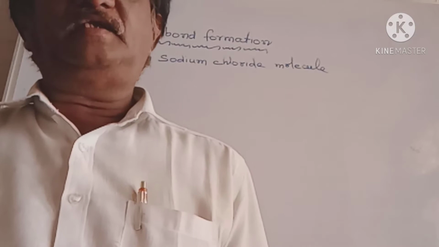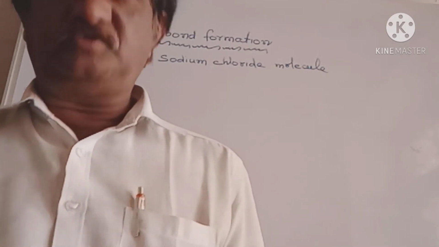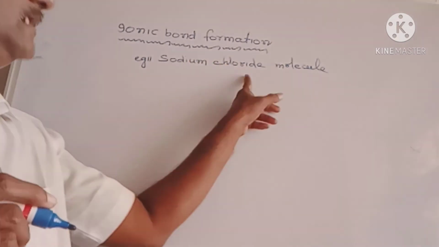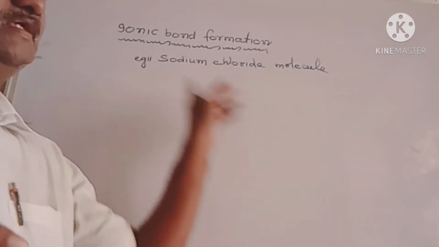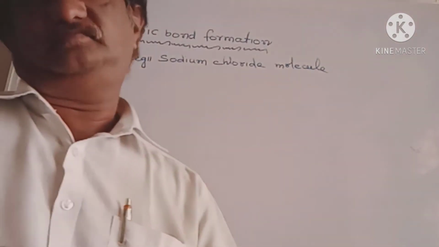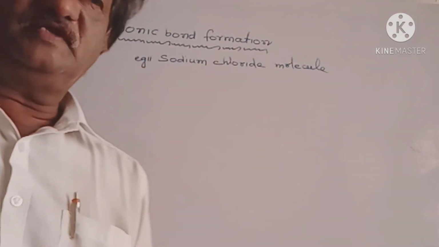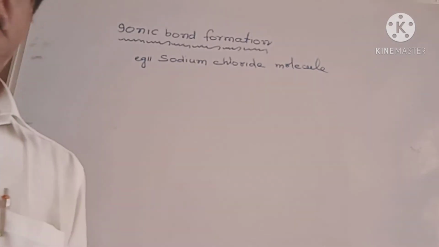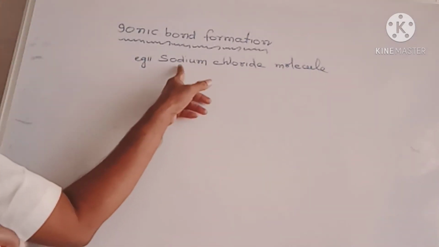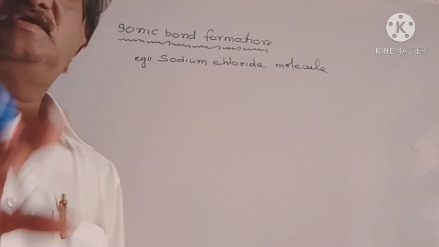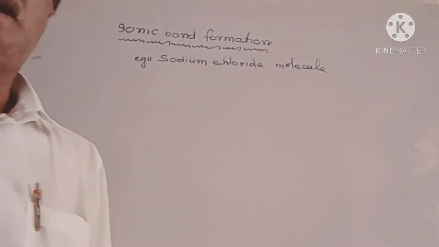I explain ionic bond formation with an example. As an example, I take the sodium chloride molecule. Sodium chloride molecule is formed by ionic bond. How is the sodium chloride molecule formed by ionic bond? That is now explained. When a sodium atom and a chlorine atom combine, the sodium chloride molecule is formed.